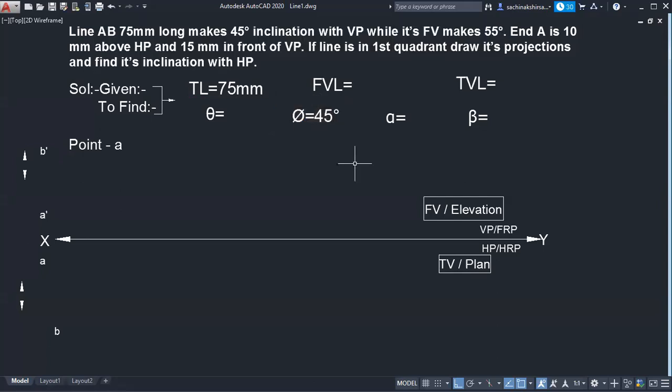While its front view makes 55 degree. Actually here that word should be there, with whom, but it is not given. Are you understanding from this sentence? Its front view makes 55 degree. Means which angle is this?